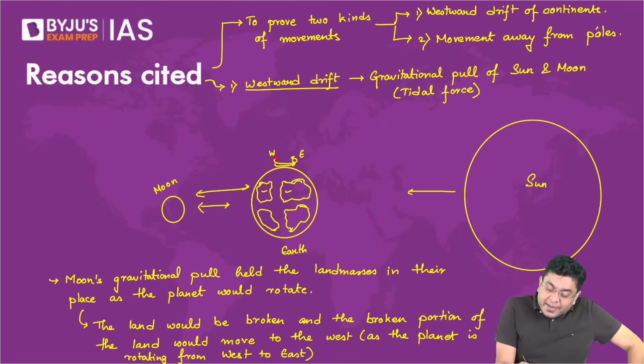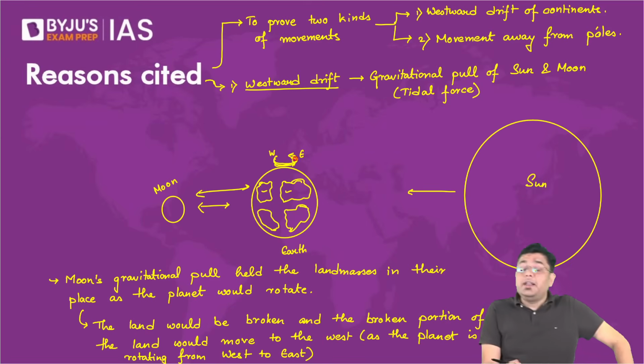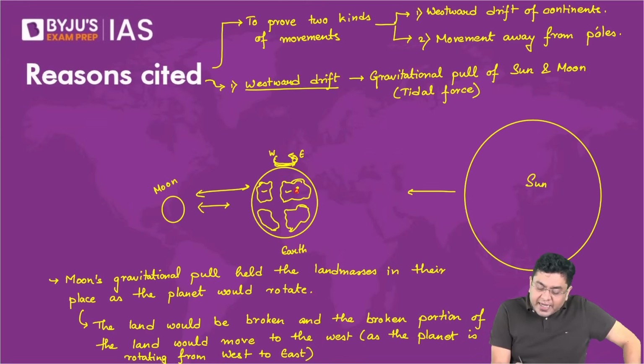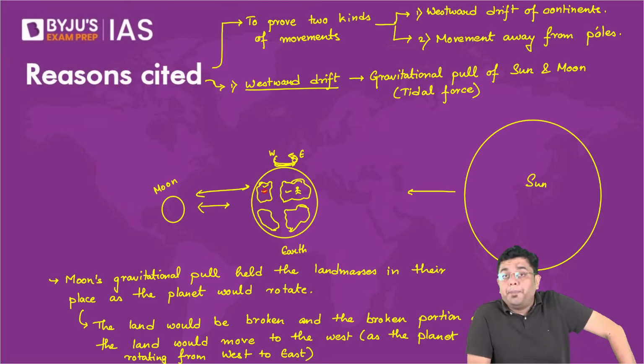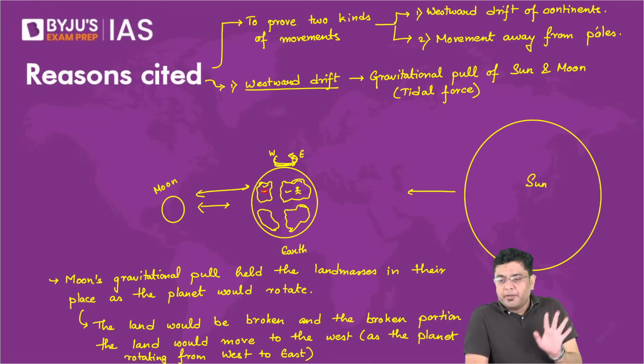Now, the planet, again, I would focus, is consistently rotating from west to east. So, for an individual who is standing here, let's suppose, for that individual, this motion of the continent would appear to be in what direction? In the westward direction, isn't it? So, that is why you have the westward drift of the continents as per Alfred Wagner. Is that understood? Good.